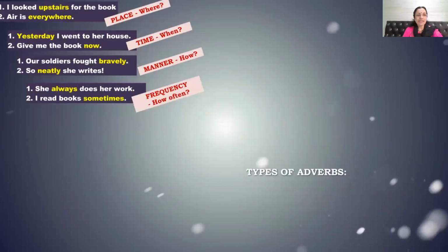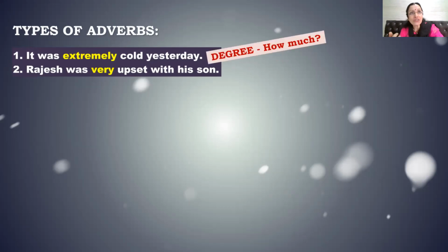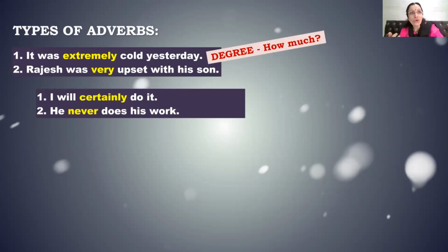Next one. Types of adverbs again. It was extremely cold yesterday. Rajesh was very upset with his son. Not just upset, very upset. It was extremely cold. This is not frequency. It's not telling you how. It's telling you how much. It's adverb of degree. How much cold it was. How much upset he was. Okay? I will certainly do it. He never does his work.